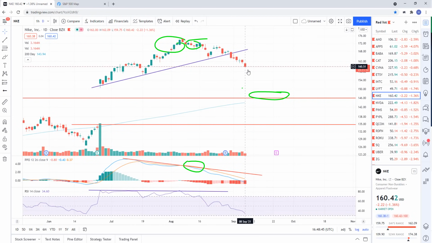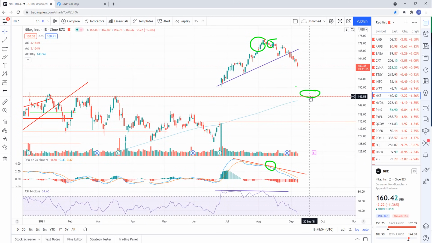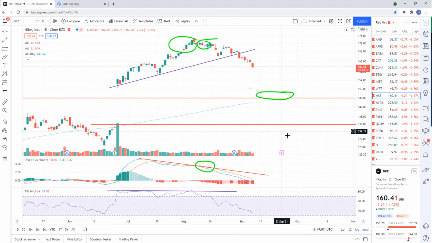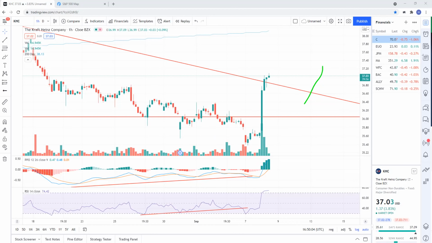We're probably not going to just completely drop and fill this gap. I think we're likely going to get some bounces along the way. We have the 200-day and some support levels to watch. But as far as I can tell, we're going to work our way lower down to 146 and then probably fill this gap at 134, 135. So that trade still looks good for more downside to come. And we'll wrap up with KHC.